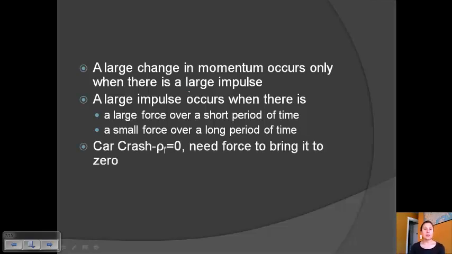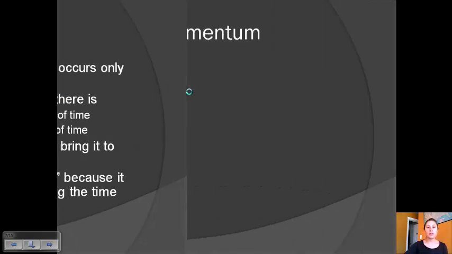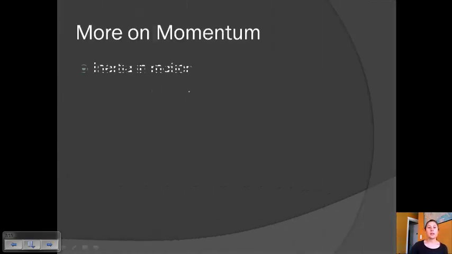So if we look at the example of a car crash, we know the momentum final is 0 because the object has come to rest, meaning v final is 0. And so we need a force that's going to bring it to 0. And this can oftentimes be a very large force over a short period of time, which would be very damaging. So airbags can make a crash better because they reduce the force by increasing the time interval over which that force is applied, which can often result in less damage to the person inside the vehicle.